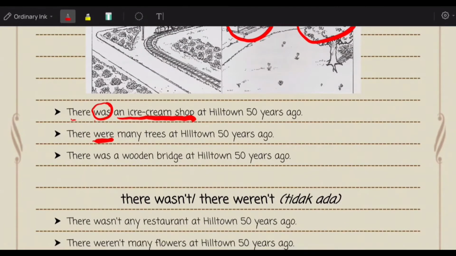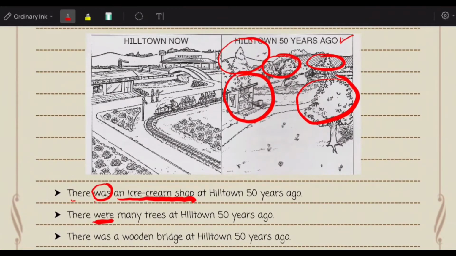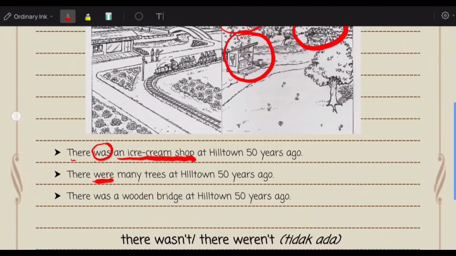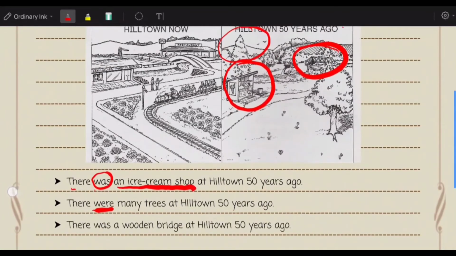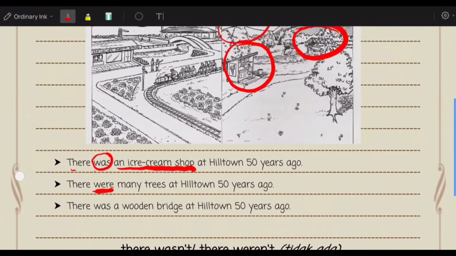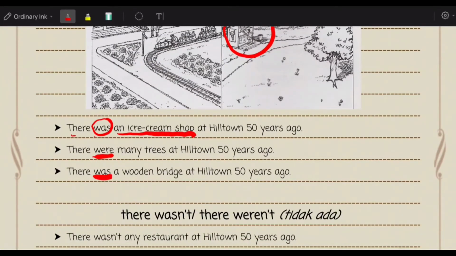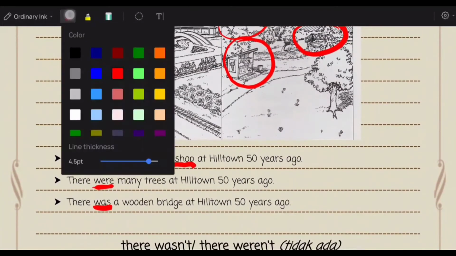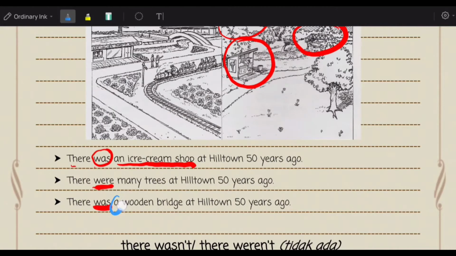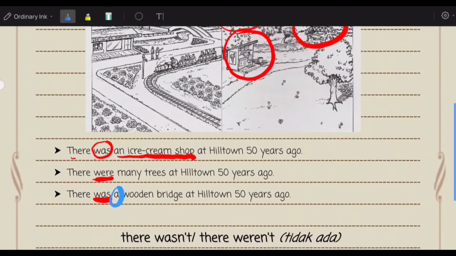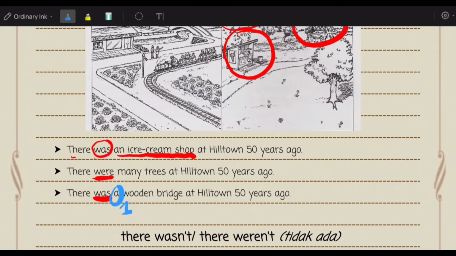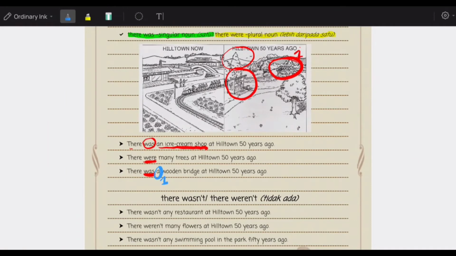And next one, there was a wooden bridge at Hilltown 50 years ago. Wooden bridge. Ini dia. Ini wooden bridge, jambatan kayu. Sekarang tak ada jambatan kayu lagi. It was only 50 years ago. So again, only one, satu sahaja. So we use the word was. There was a wooden bridge at Hilltown 50 years ago. Kalau kita tidak lihat gambar, kita tahu dia satu saja dengan mencari perkataan a. The word a means one, singular. Yang tadi itu kita nak tulis apa yang terdapat.